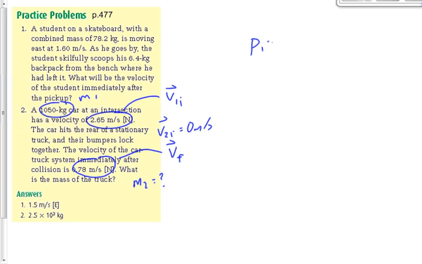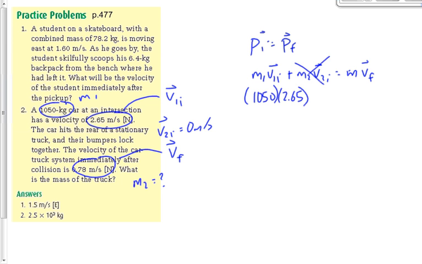So let's say PI equals PF. We're going to say two objects before, M1 V1I plus M2 V2I equals what? Jeff? How many objects do we have after they collide and stick together? Right. So we're going to have one term, MVF. Good. M1, 1,050. 2.65. This is 0, right? Same as the last question. Combined mass, oh, wait a second. We don't know the combined mass, do we?